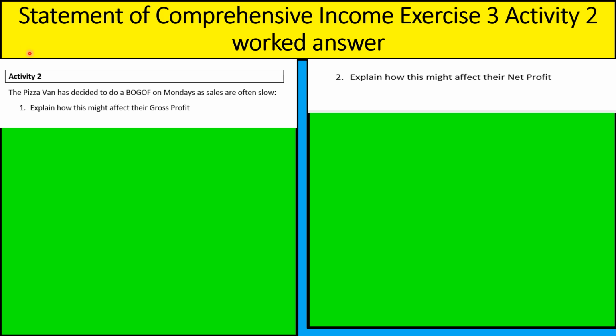Right, we are on the Statement of Comprehensive Income. We're on exercise 3, activity 2, and we're looking at the worked answers. These are about profitability. So we've got an activity with 2 questions in it.